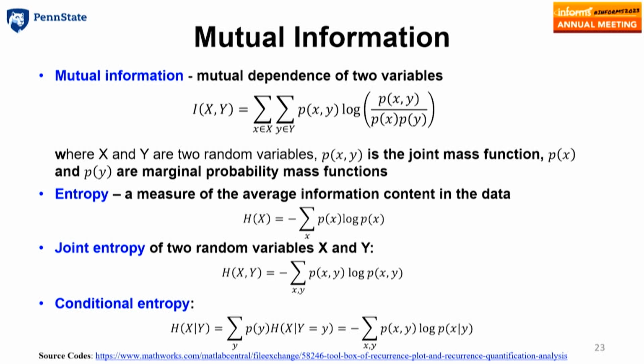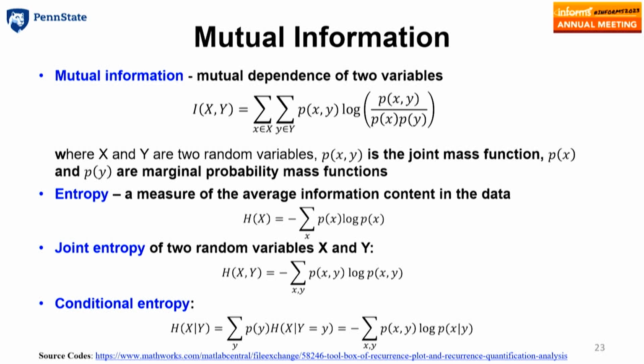So x and y, and we have a joint distribution, probability P(x,y), and log P(x,y), and then the marginal distributions, P(x) and P(y). Where x and y are two random variables, P(x,y) is the joint mass function, and P(x), P(y) are marginal functions. This definition of mutual information is derived based on the entropy, P(x) log P(x), the joint entropy, P(x,y) log P(x,y), and the conditional entropy. Then we have this mutual information.